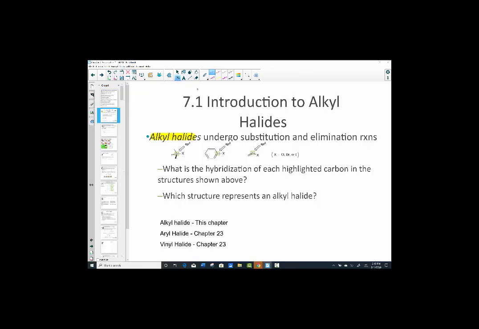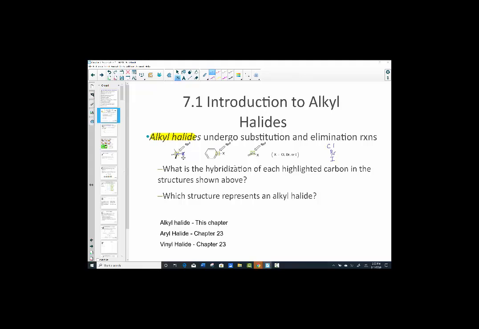So how do we recognize an alkyl halide? Notice here we have a carbon that's attached to a halogen, and X is going to represent a halogen. X can be chlorine, bromine, or iodine. Notice how I'm leaving off fluorine because fluorine really doesn't make a very good leaving group. So the halogens that are more successful are chlorine, then bromine, then iodine.